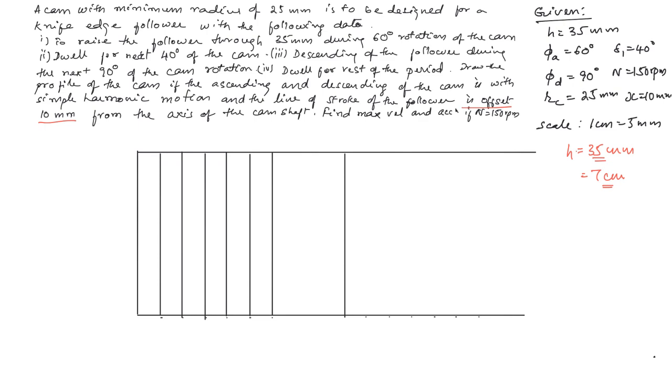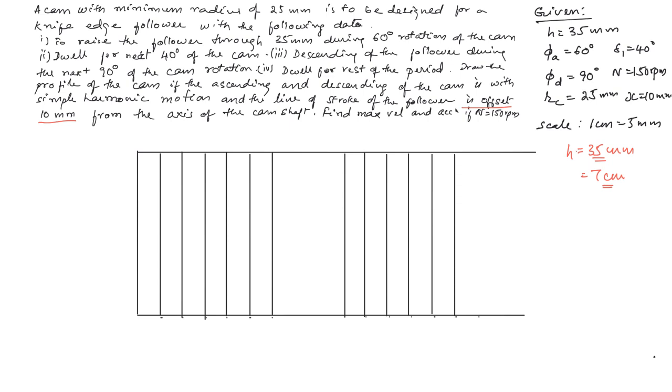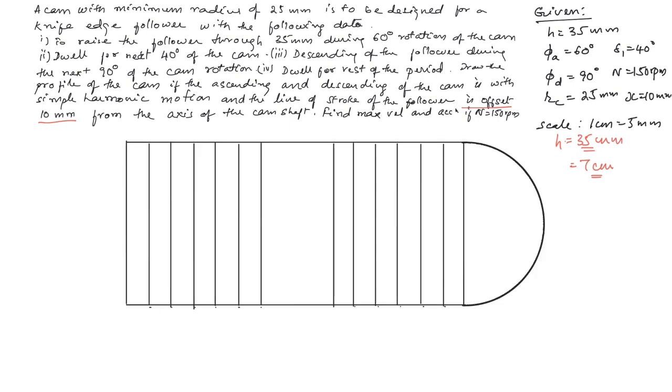After that gap for the dwell, again we will divide the displacement diagram into 6 equal parts for descent of the follower. Once again, remember that there is no need to take any scale for the x-axis. Just divide it into 6 equal parts.